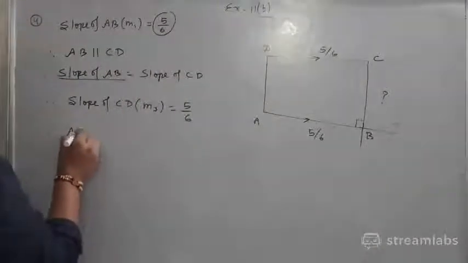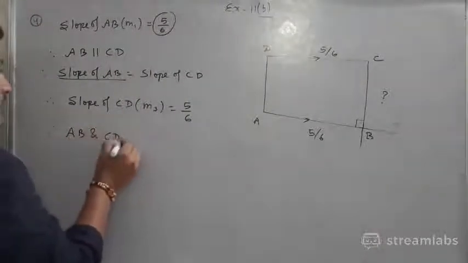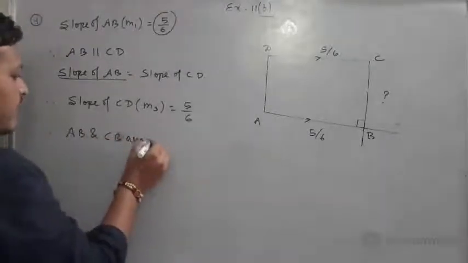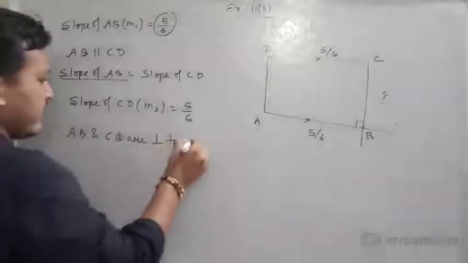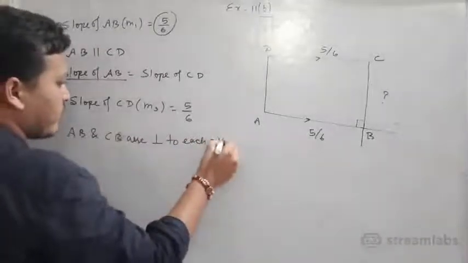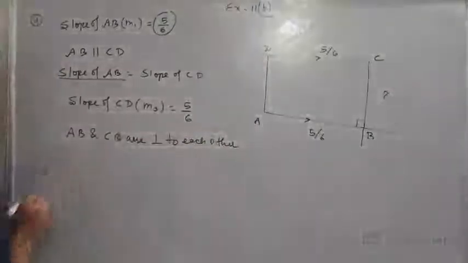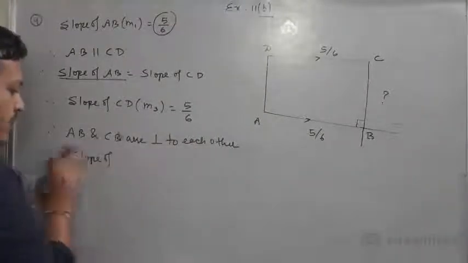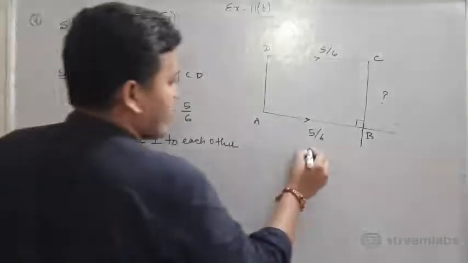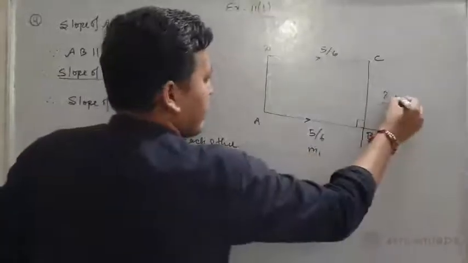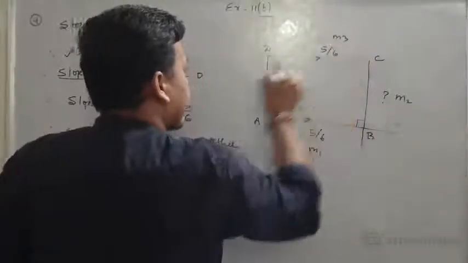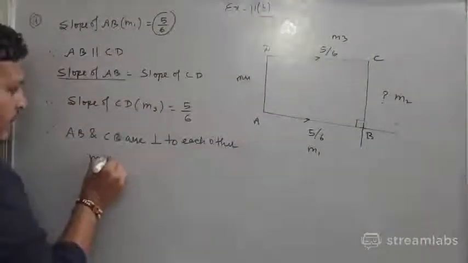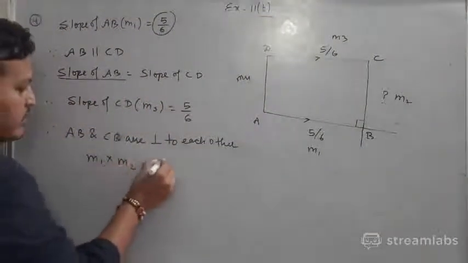Since AB and CB are perpendicular to each other, therefore the slope of AB, let it be denoted by M1. This is M2, this one is M3, and the slope of this line is M4. So M1 multiplied by M2 is equal to -1.